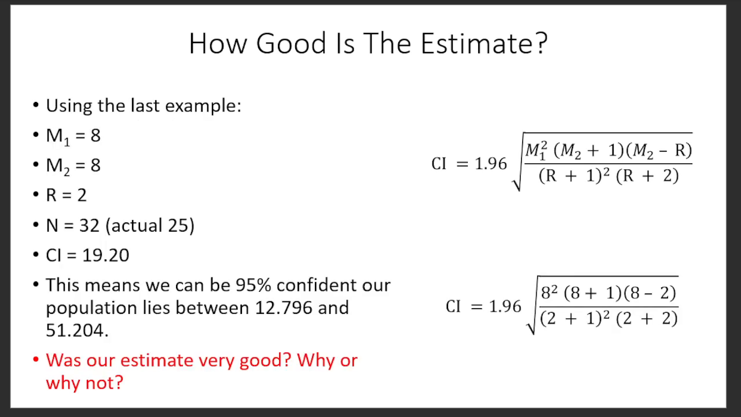So from the last example, M1 was 8, M2 was 8, R was 2, and N was 32, which is the calculated value of the total population, while the actual value, if you had counted the number of rats, was 25. The confidence interval was 19.20, which means that the population was between 12.796 and 51.204. Is this a very good estimate? It's really wide. There's a very big span. The N wasn't an actual value, but it's a way quicker method than either of the two previous ones.